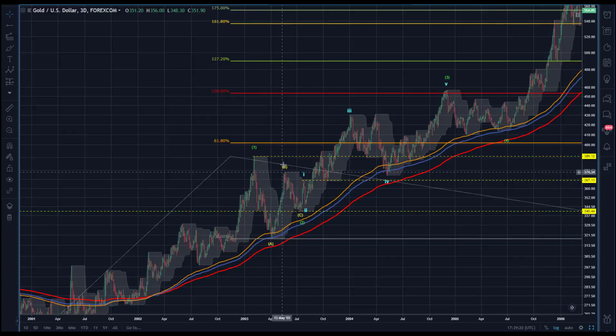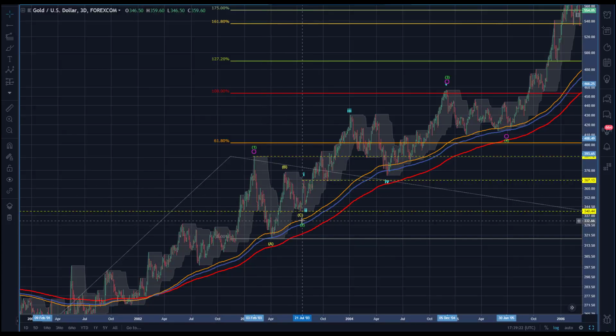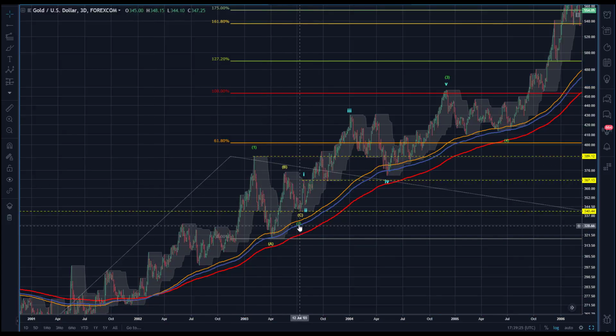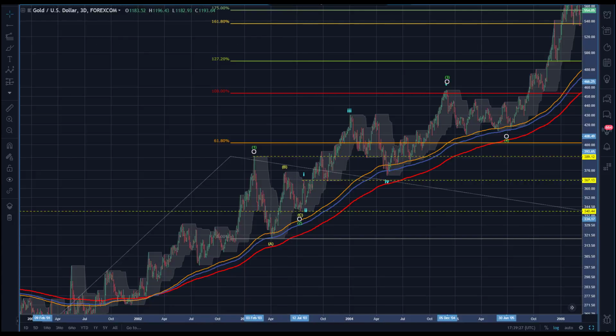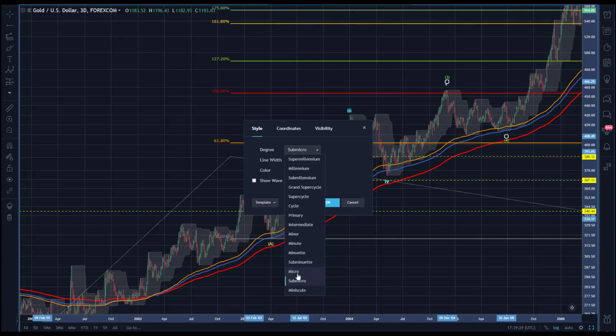So 1, 2, A, B, C into my 2 down here. From this 2 low, I should probably go up a degree there so you can see it better. Let's go to micro.